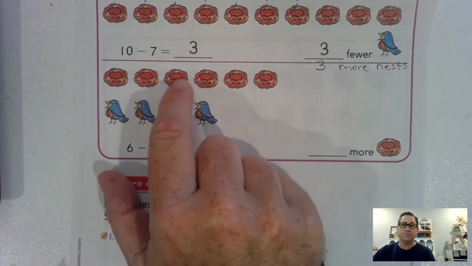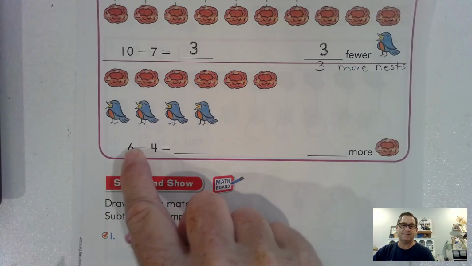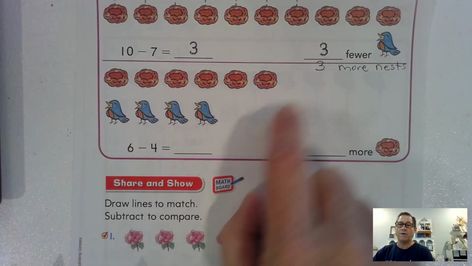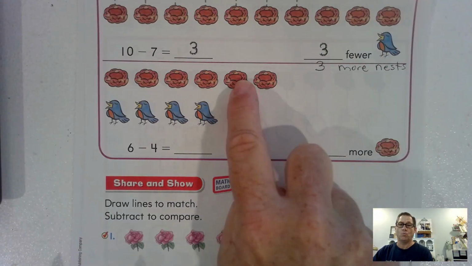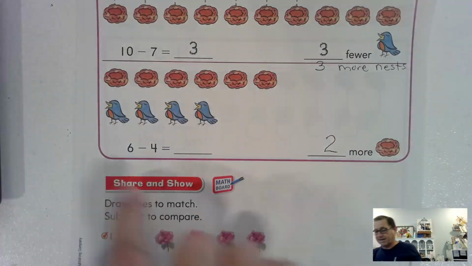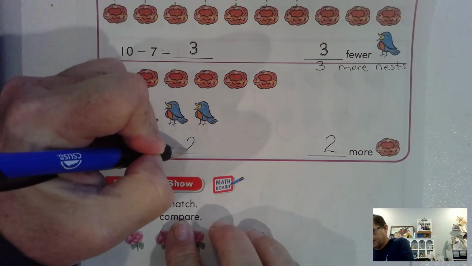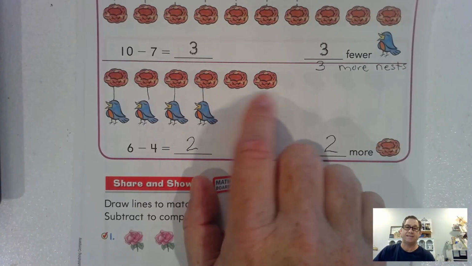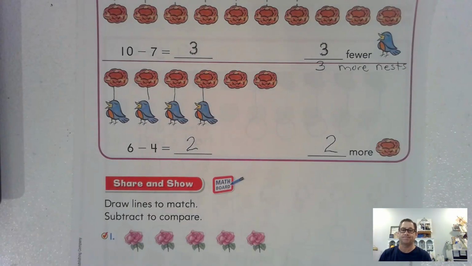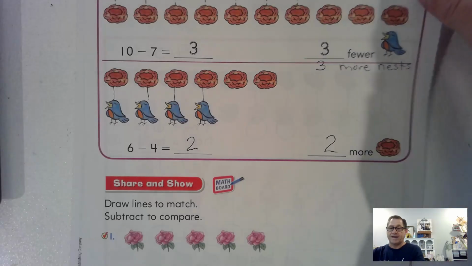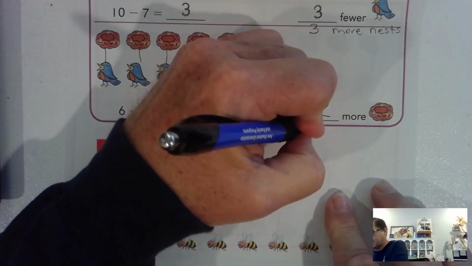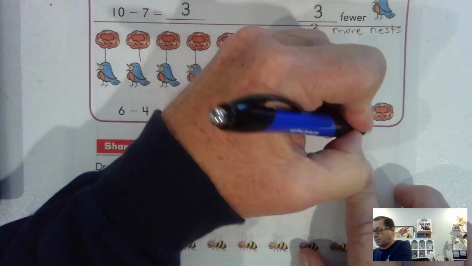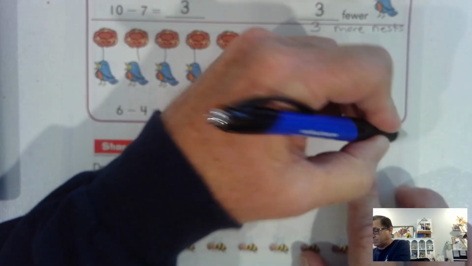I have 1, 2, 3, 4, 5, 6 nests. 6. I have 1, 2, 3, 4 birds. How many more nests are there than birds? 1, 2, right? And 6 take away 4 is 2. Okay. So how many nests don't have a line? 2. Okay. And I could also say, instead of 2 more nests, I could have also answered there are 2 fewer birds.